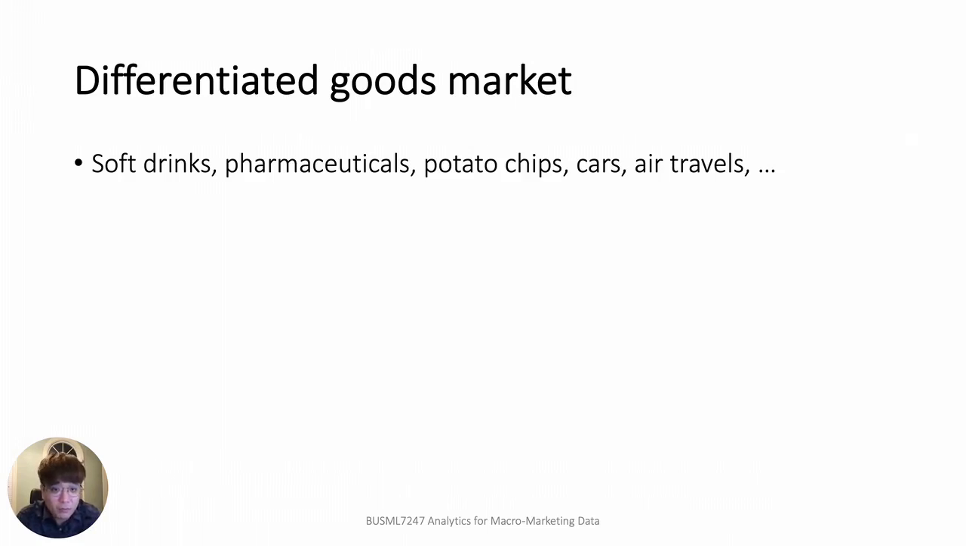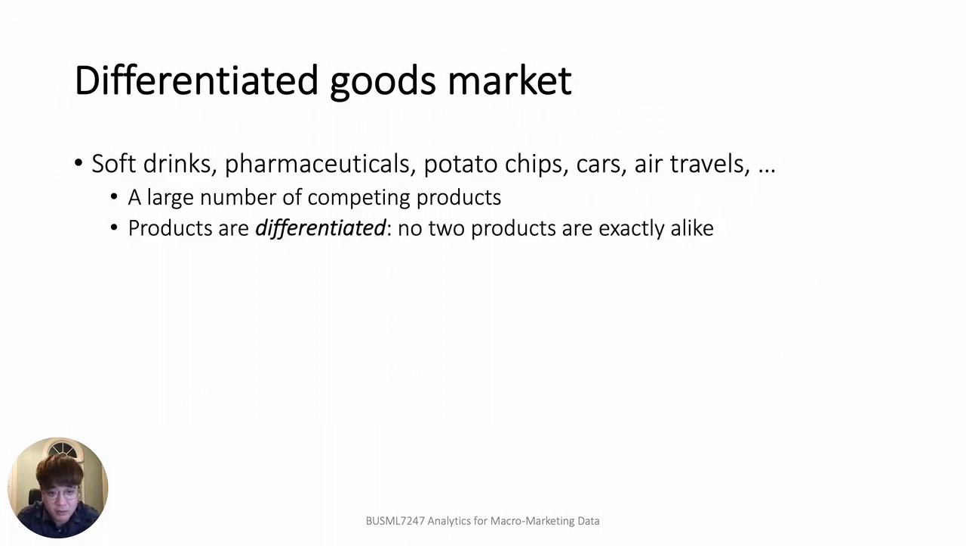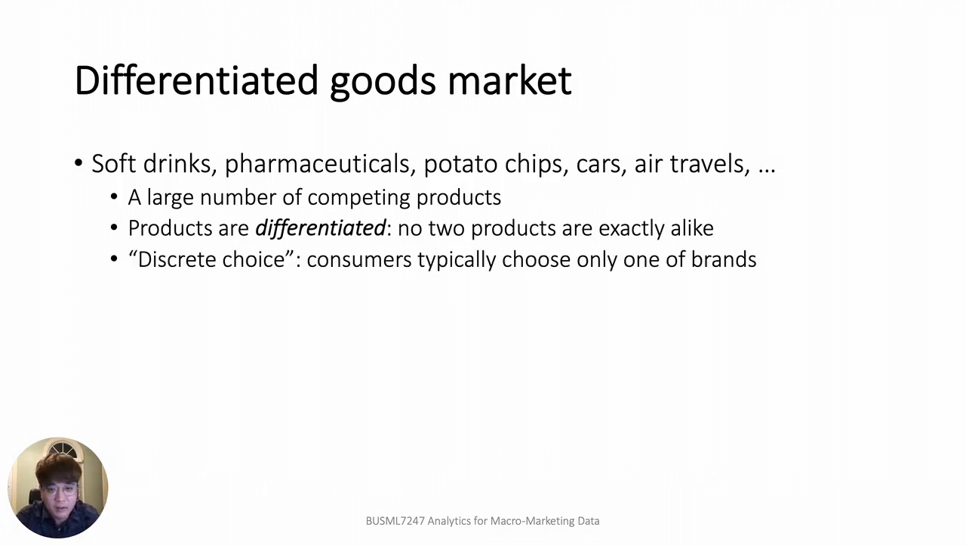Let's think about markets of soft drinks, pharmaceuticals, potato chips, cars, and air travel. In those markets, there are a large number of products competing against each other. And each brand product is different from the others. That is, products in such markets are differentiated. And consumers typically choose only one of the brands, which is called discrete choice.